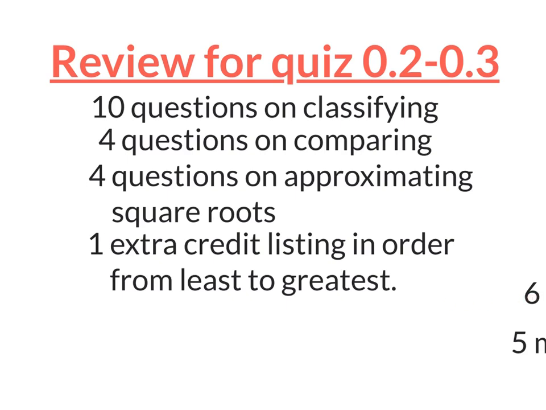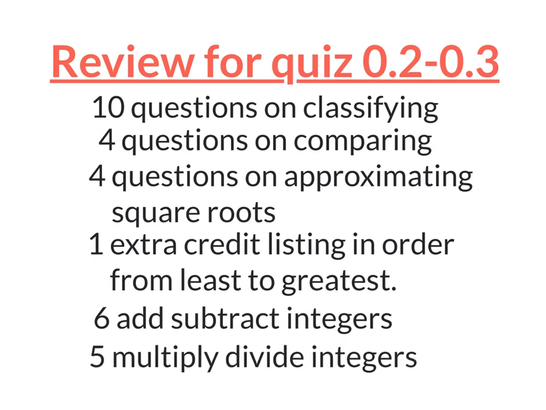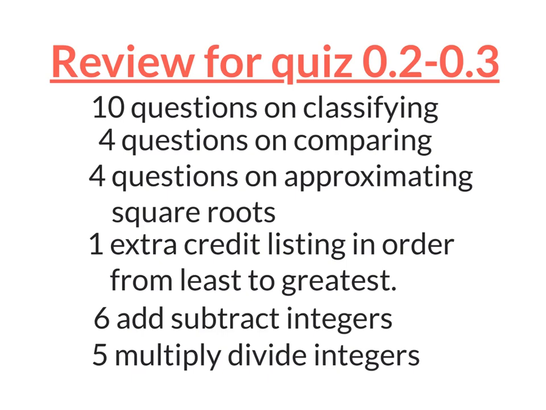The last part of the quiz, very simple. 6 are going to be adding and subtracting. Just think of money, right? And the last 5 are going to be multiplying and dividing. And that's where you need to use the rules. A negative times a negative is a positive. If the signs are the same and you're multiplying, it's positive. If the signs are different and you're multiplying, it's negative. So I've told you exactly what's going to be on the quiz. Let's go through each one of these right now.